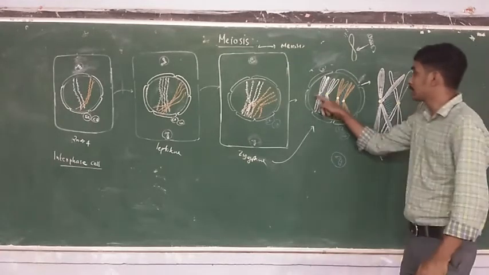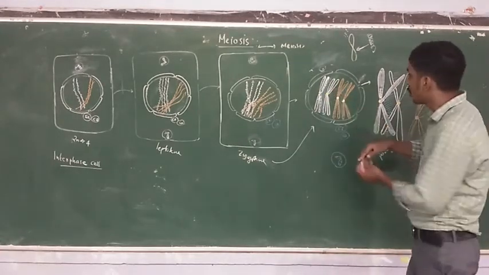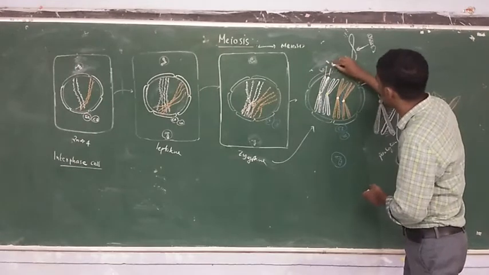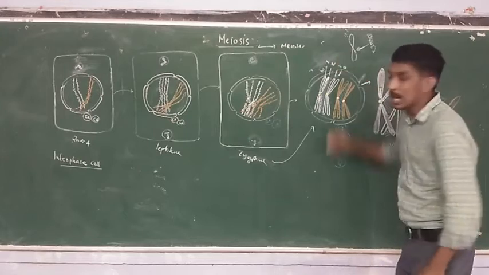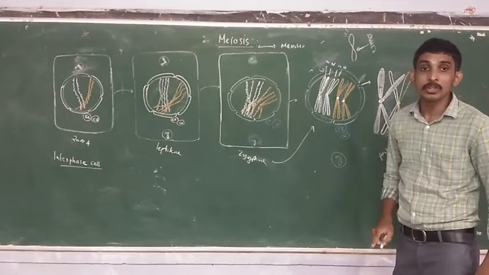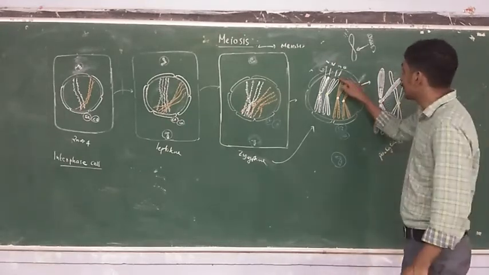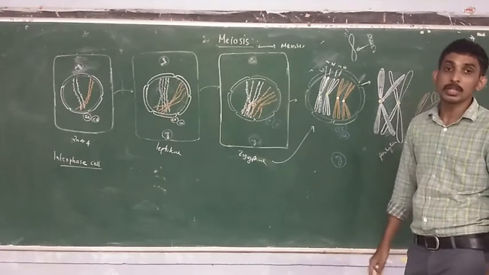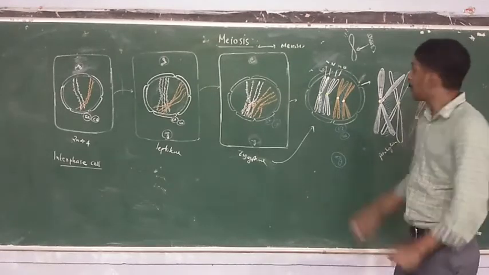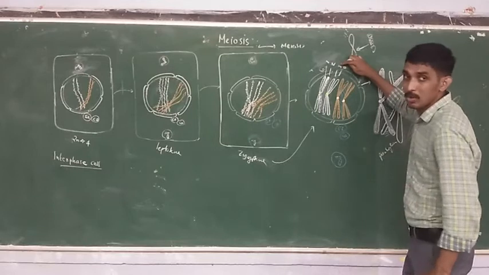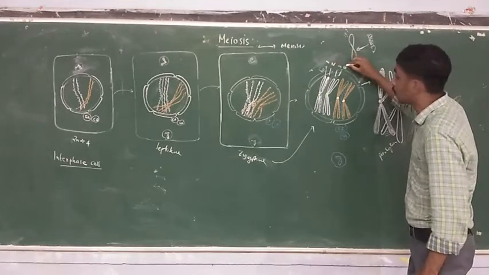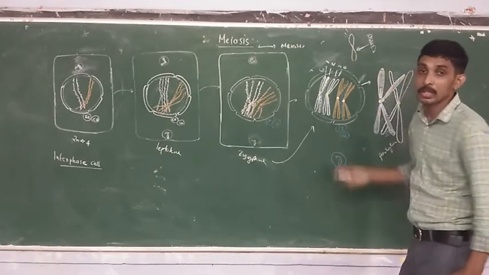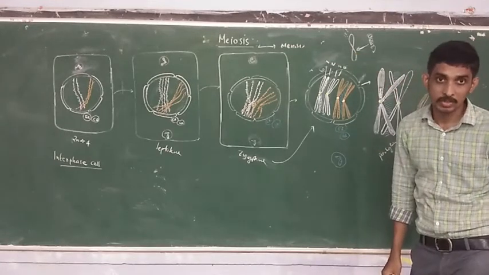And you know that this is one homologous chromosome pair, and it contains 1, 2, 3, 4 chromatids. Among these, 1 and 2 are exact copies, so 1 and 2 are sister chromatids. Like that, 3 and 4 are also exact copies, so they are also sister chromatids. But 1 and 3 are not exact copies, so they are called non-sister chromatids. Likewise, 1 and 4 are also not exact copies, so they are also non-sister chromatids.